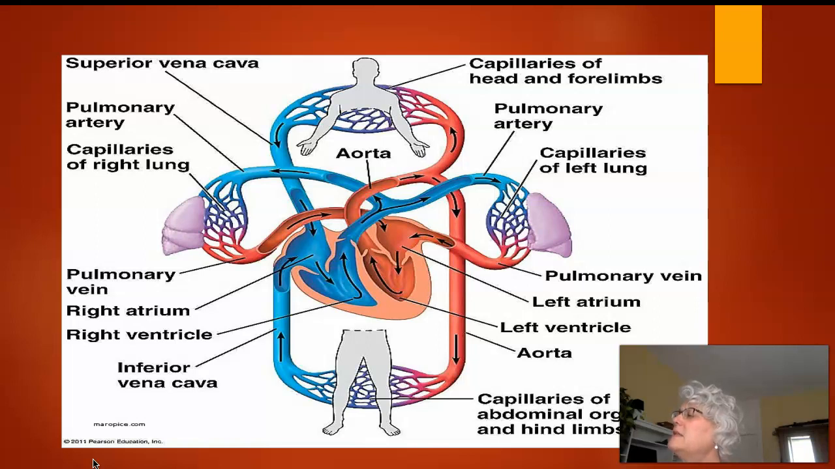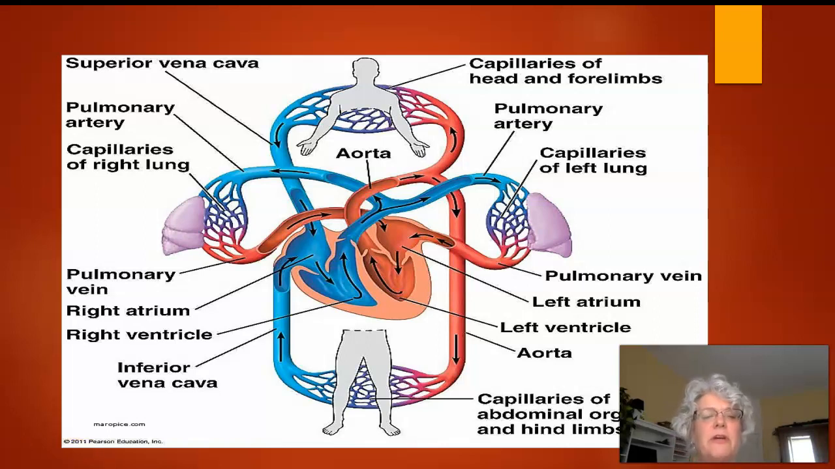Now, the thickness of the myocardium. The walls of the myocardium are thinner around the atria, a little thicker around the ventricles, but the left ventricle, especially because it does a lot of work, is 2 or 3 times thicker than the right ventricle.